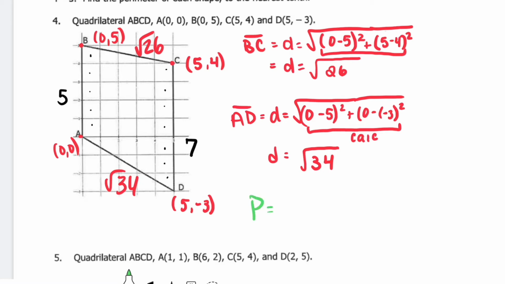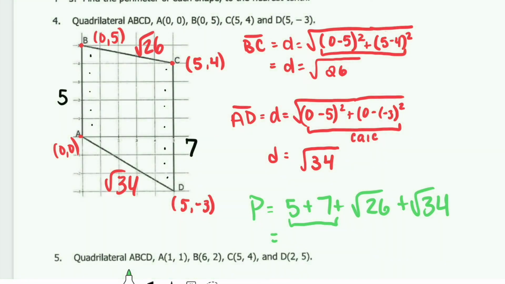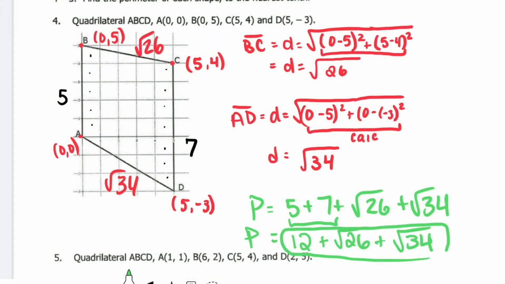And then your perimeter, you're just going to add everything together. And again, you don't combine your radicals or anything. The only thing you're combining is 5 plus 7, which is 12. So you have 12 plus rad 26 plus rad 34 as your answer for your perimeter. Looks a little weird because there's a lot going on in that answer, but you do not simplify anything there.